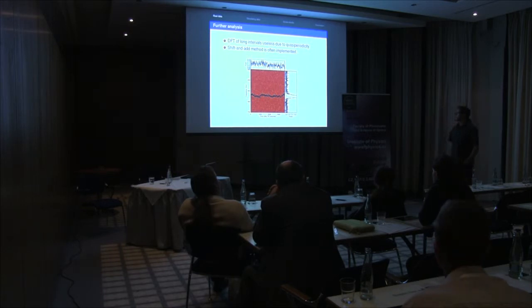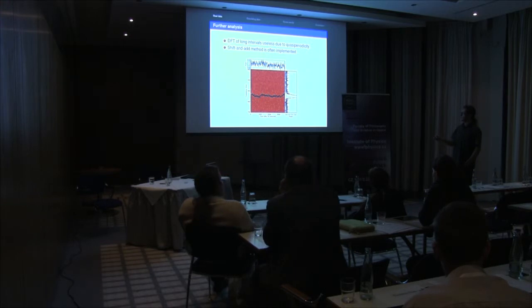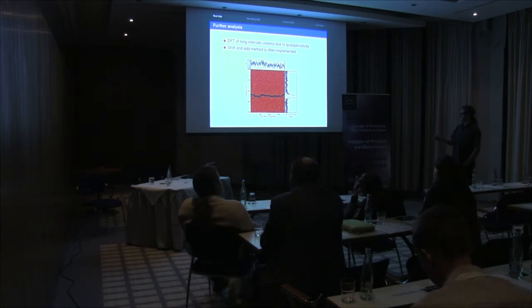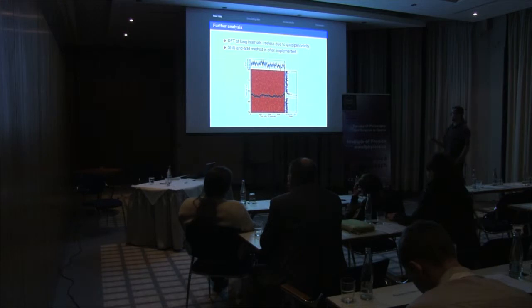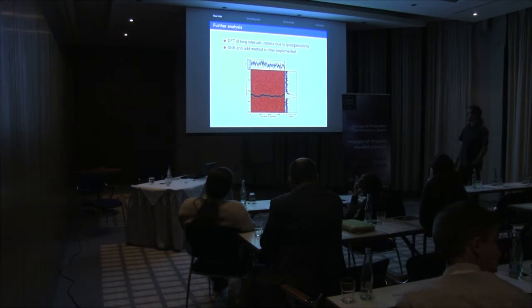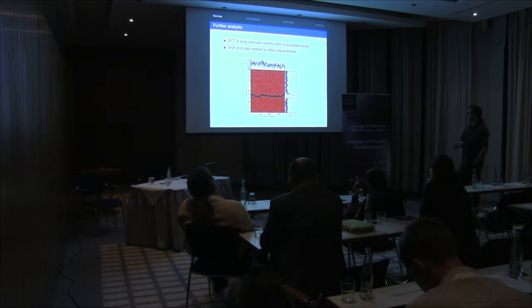When we do the so-called shift and add method, which means that we move all the individual power spectra so that the quasi-periodic oscillation is on a single line, and then we average all the spectra, we would find out that there is an additional quasi-periodic oscillation at about 1000 Hertz. But it wouldn't be visible here anyway, so I'm not going to do this.